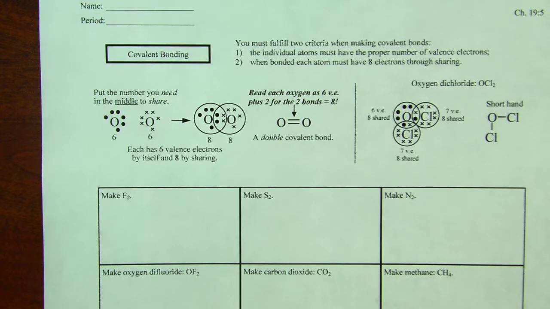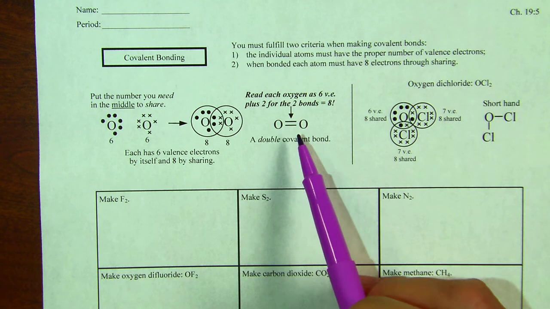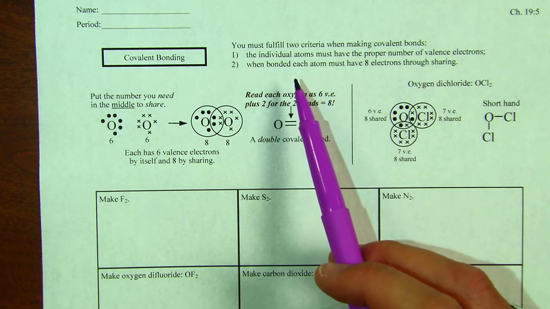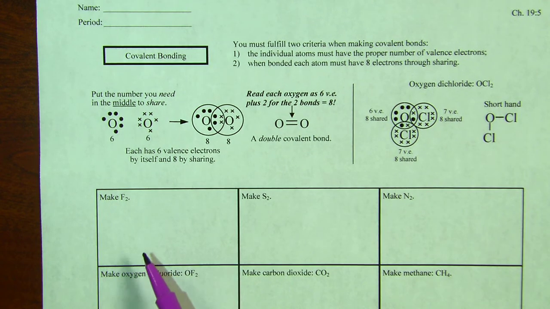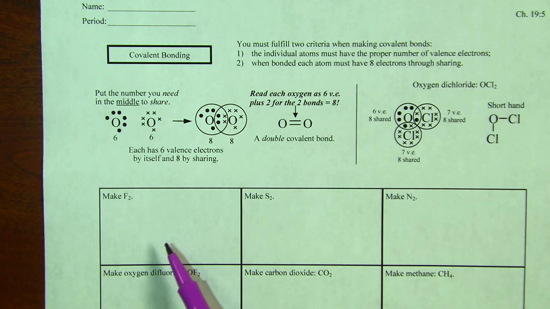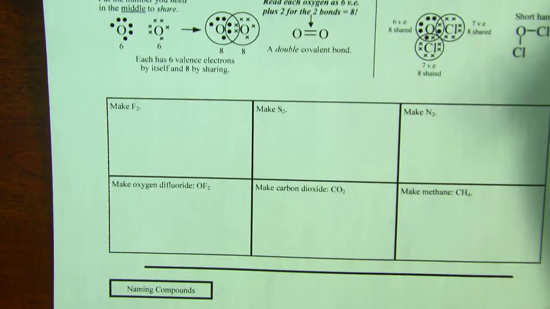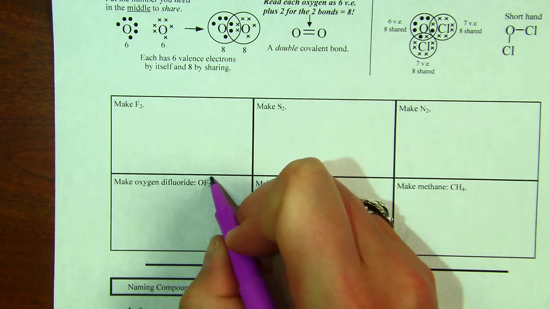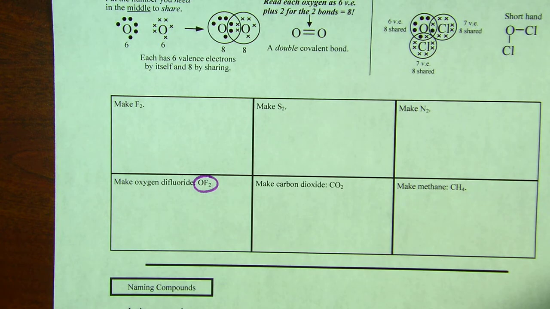So here is just some more practice. It tells you that each bond holds 2 valence or 2 electrons that are shared. It also goes through the steps about how to make those bonds. So we already did fluorine. We made a fluorine compound together, but I want to look at this one. So this says make oxygen difluoride. So the formula here is OF2.